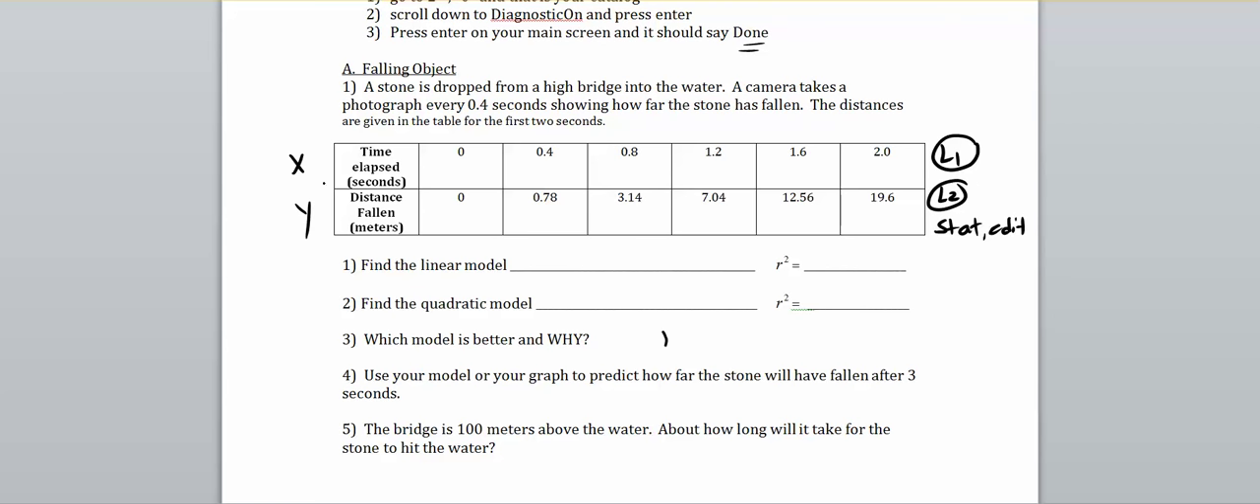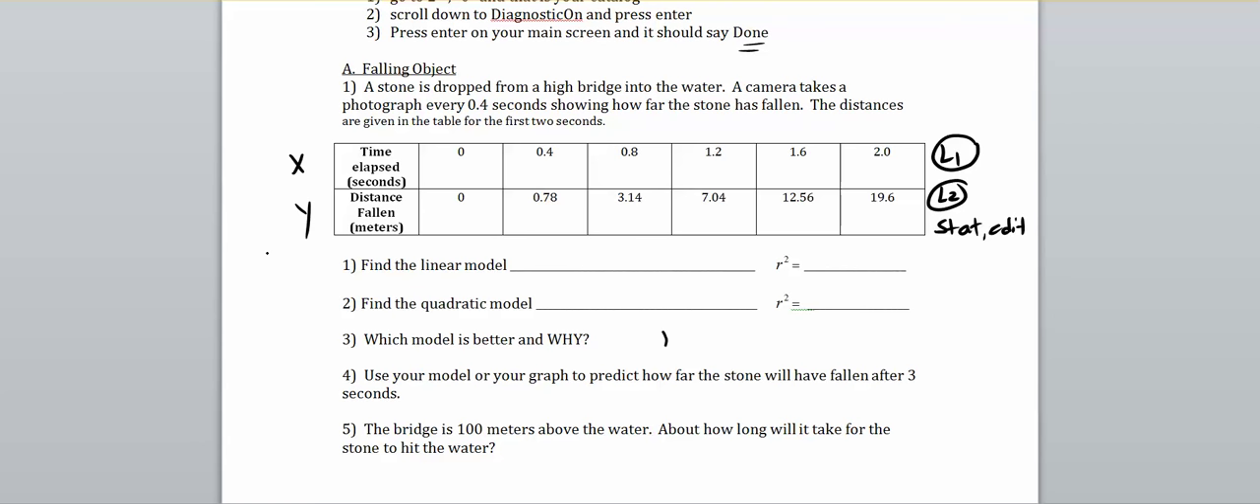In my L1s, I'm putting my independent data, or my x's. So I'm putting 0, 0.4, 0.8, 1.2, 1.6, and 2. In my L2s, I'm putting in 0, 0.78, 3.14, 7.04, 12.56, and 19.6. I don't know if you can hear with all the commotion of the locker rooms, but I'm in stat edit, and you're typing these in as I say them out loud in your calculator under your L1s and your L2s.